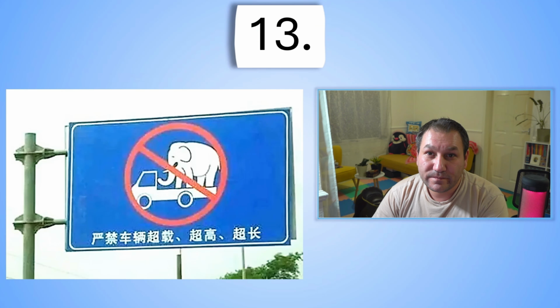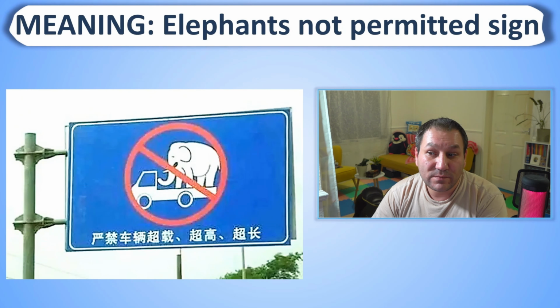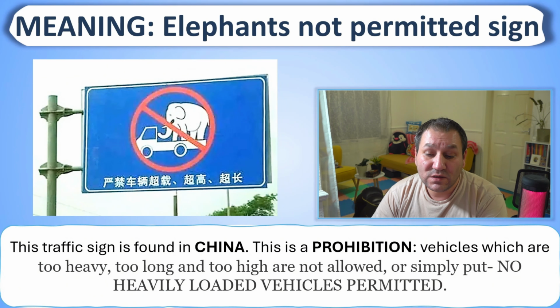13. Meaning elephants not permitted sign. This traffic sign is found in China. This is a prohibition. Vehicles which are too heavy, too long and too high are not allowed, or simply put, no heavily loaded vehicles permitted.